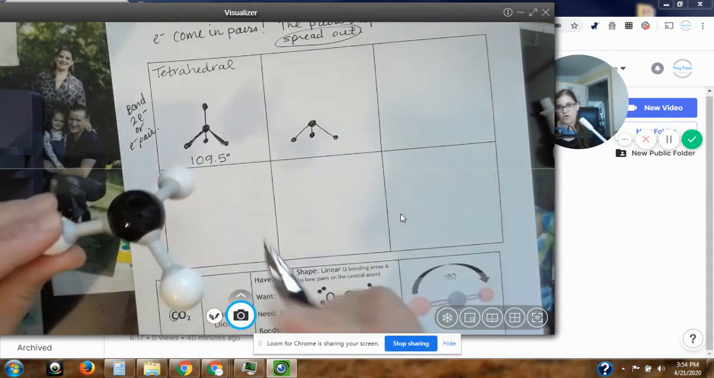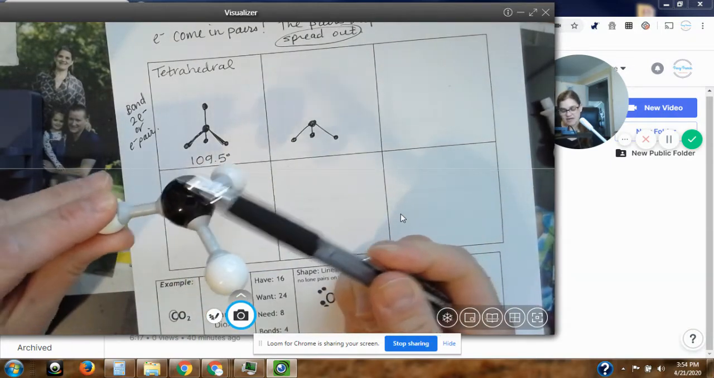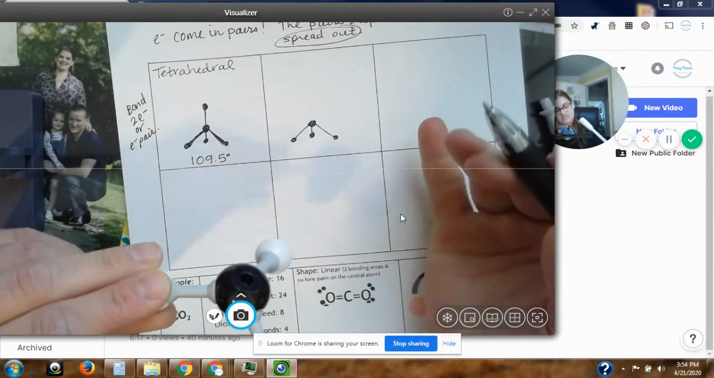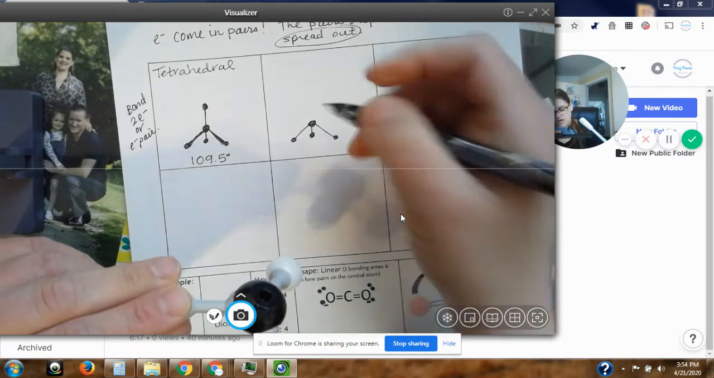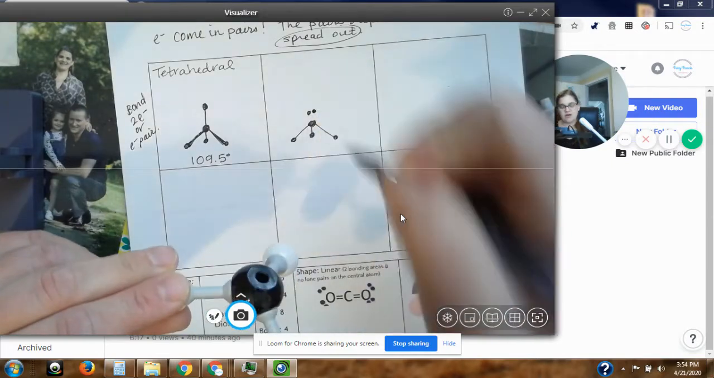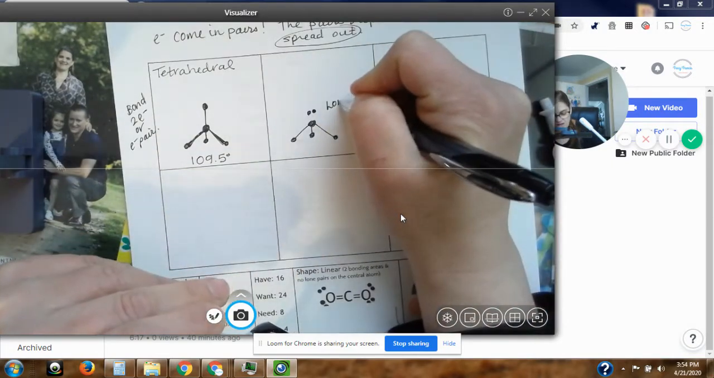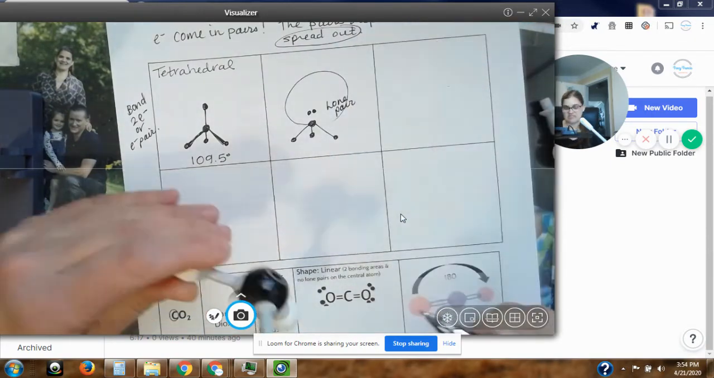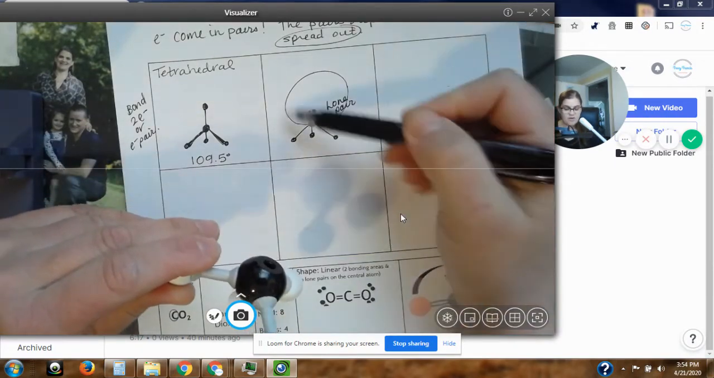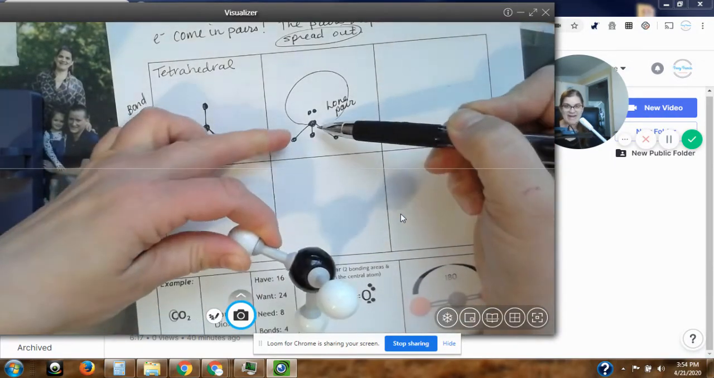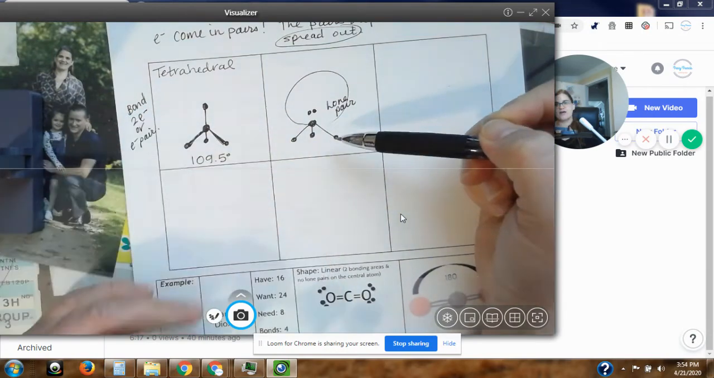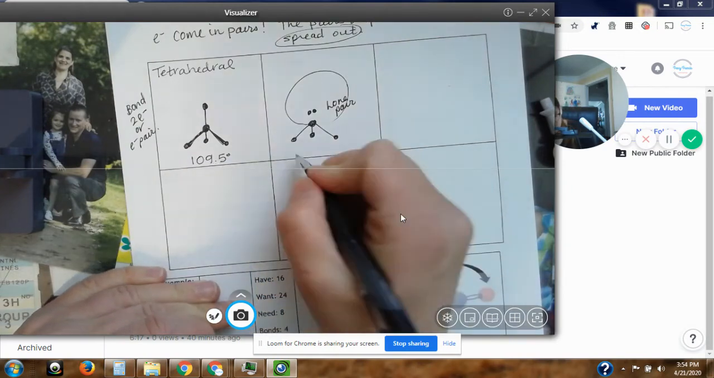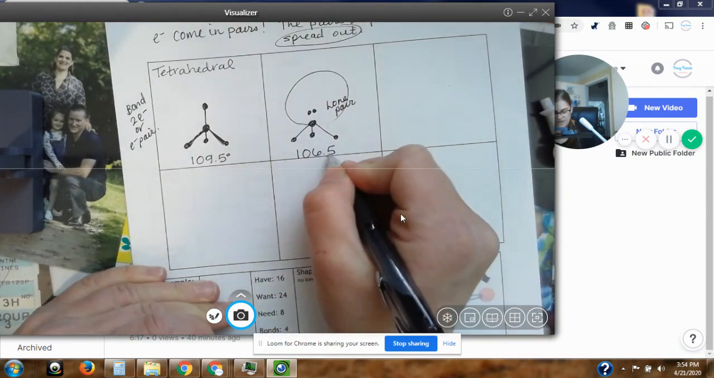But we know, according to the octet rule, that this needs to have 8 electrons. And so there's 2, 4, 6. So our 7th and 8th electron, or our final electron pair, is going to be up here, and we call this a lone pair. Now, lone pairs take up a lot of space. These lone pairs push the bonded pairs even closer together. So our bond angle for this is going to be smaller than 109.5. It goes down to 106.5.